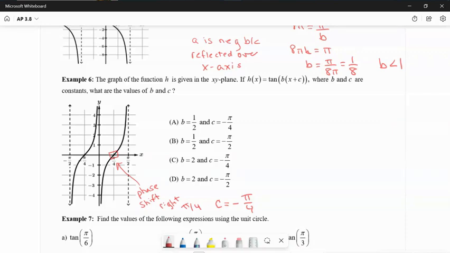Okay, and then to get the b, again, we're going to start with the period here. We are going from 0 to pi over 2. That gets us one cycle here. We can't see the vertical asymptote on that y-axis, but there is one there. So that means the period is equal to pi over 2, and we're going to set that equal to pi over b, which means that b is equal to 2. All right, so that means that our answer here is C.